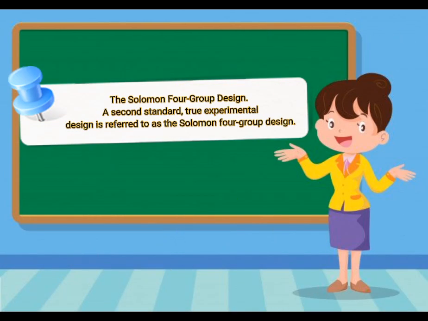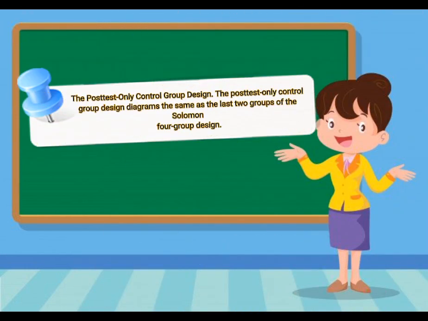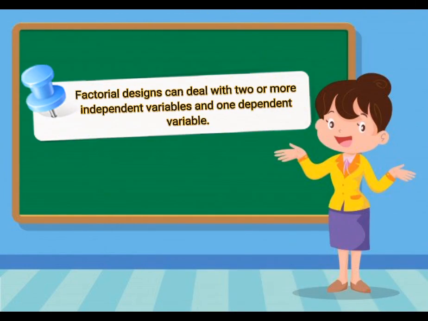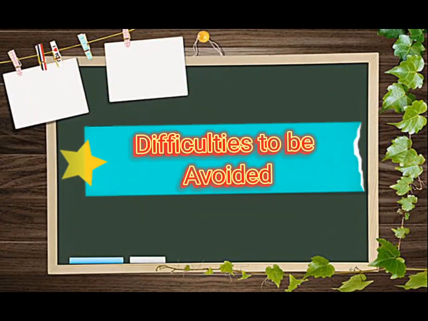The Solomon 4 group design, a second standard true experimental design, is referred to as the Solomon 4 group design. The post-test only control group design diagrams the same as the last two groups of the Solomon 4 group design. Factorial designs can deal with two or more independent variables and one dependent variable.